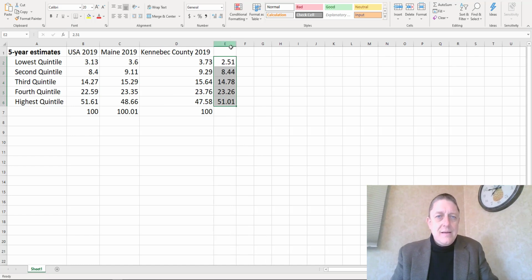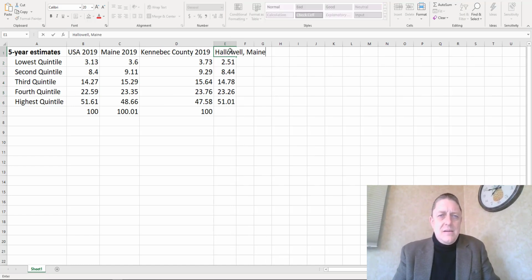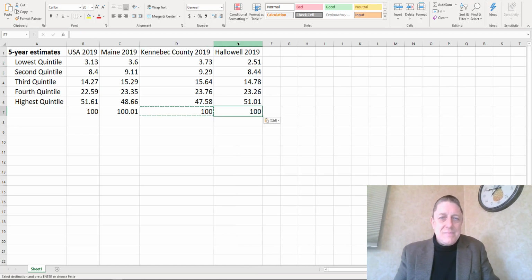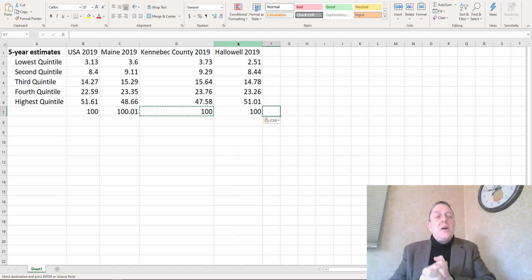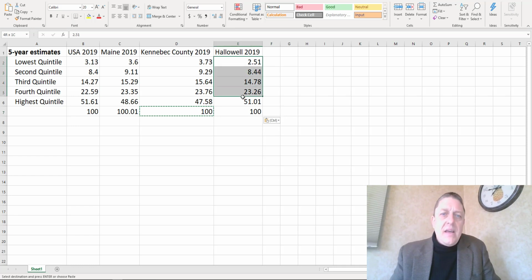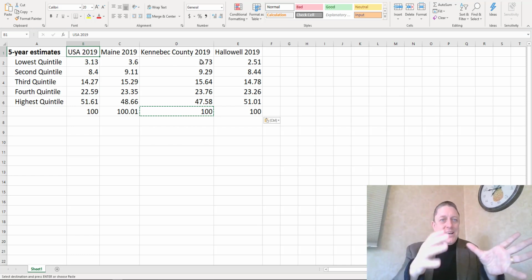And Hallowell, Maine. Okay, Hallowell 2019. That's good enough. Nice theater in Hallowell. And again, that sums up to 100%. Great, so we know we're working with percentages here. And here, the income inequality, interestingly enough, for Hallowell, it does not continue the trend of increasing income equality.